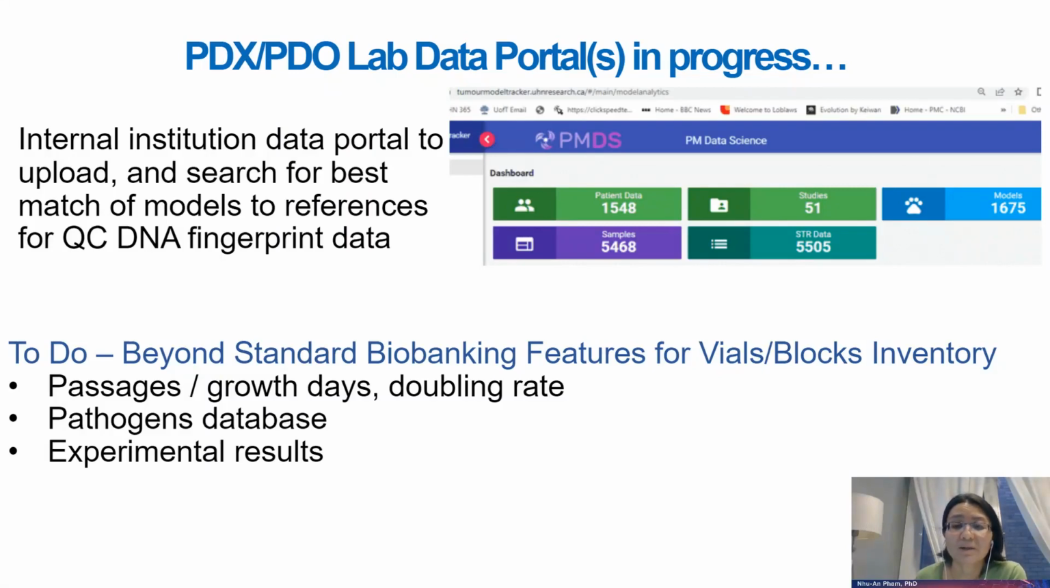And we're still working on using existing data portals or customizing our own to keep other types of data that are very important for experiments and the design of the experiments, and for the QC process, such as the pathogens database that we have to monitor.